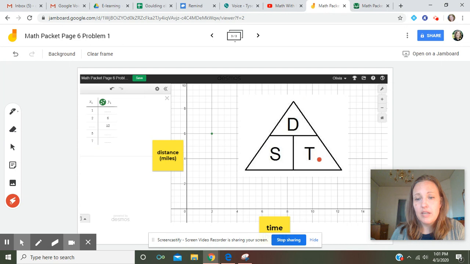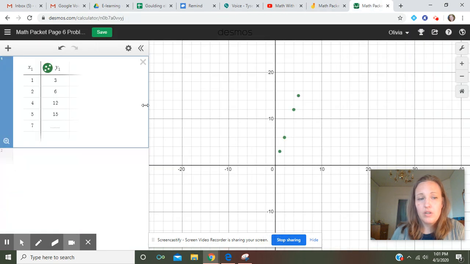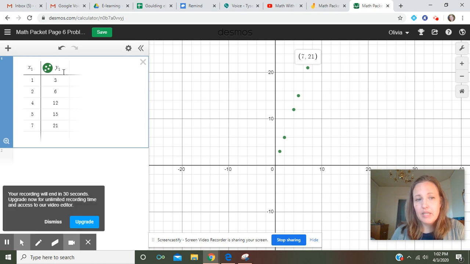So 7 times 3 is 21, right? So we would expect that after 7 hours, Juliana would be able to travel 21 miles. And there's that point, right? It's right there, plotted based upon this table of values. My independent variable is time. My dependent variable is distance. And we have answered that whole question.